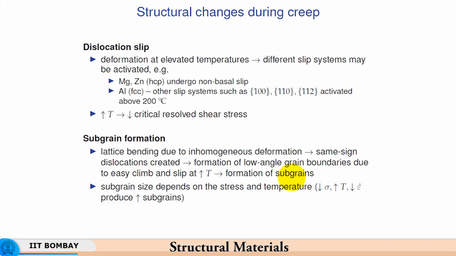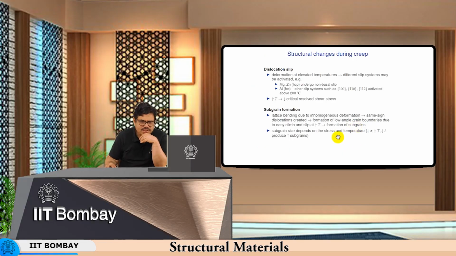Subgrain size depends on the stress and temperature. So, if you take large stress and relatively smaller temperature, then you will form relatively finer subgrains. If the temperature is large, if it is high temperature and stress is relatively low, then you will find that the subgrains would be bigger.